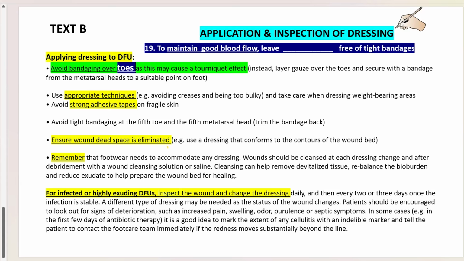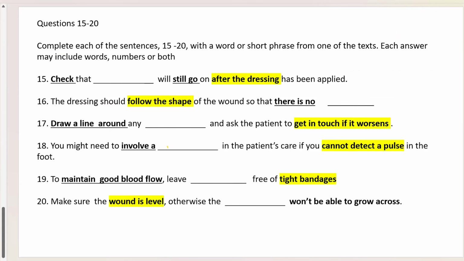Now move to the next, the last question. Make sure the wound is level, otherwise the dash won't be able to grow across. So make sure the wound is level, otherwise something won't be able to grow across. So in which text will it be?